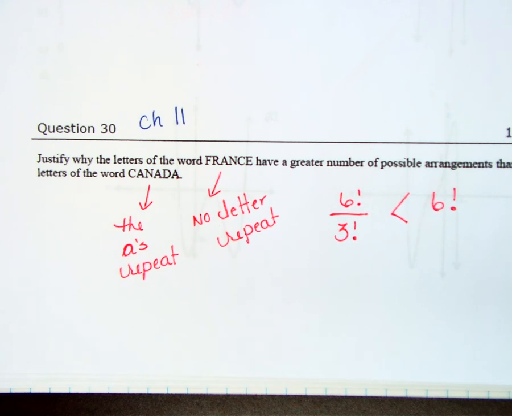Repeats. What do we do with them? We divide. How many letters do you have? Divide by the numbers that repeat. Yep, 2 factorial. So it'd be 5 factorial divided by 2 factorial?